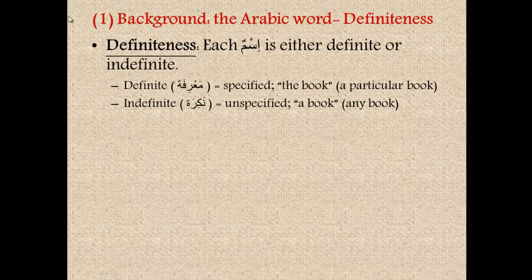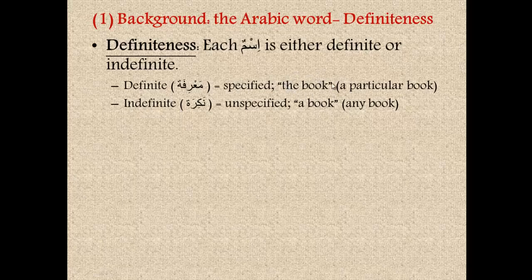Let's talk about the fourth and last quality of asma in Arabic. Each ism is either definite or indefinite. So the Arabic word for definite is ma'rifa. When I say something is definite, I mean it is specified. We're talking about a specific item or specific thing.